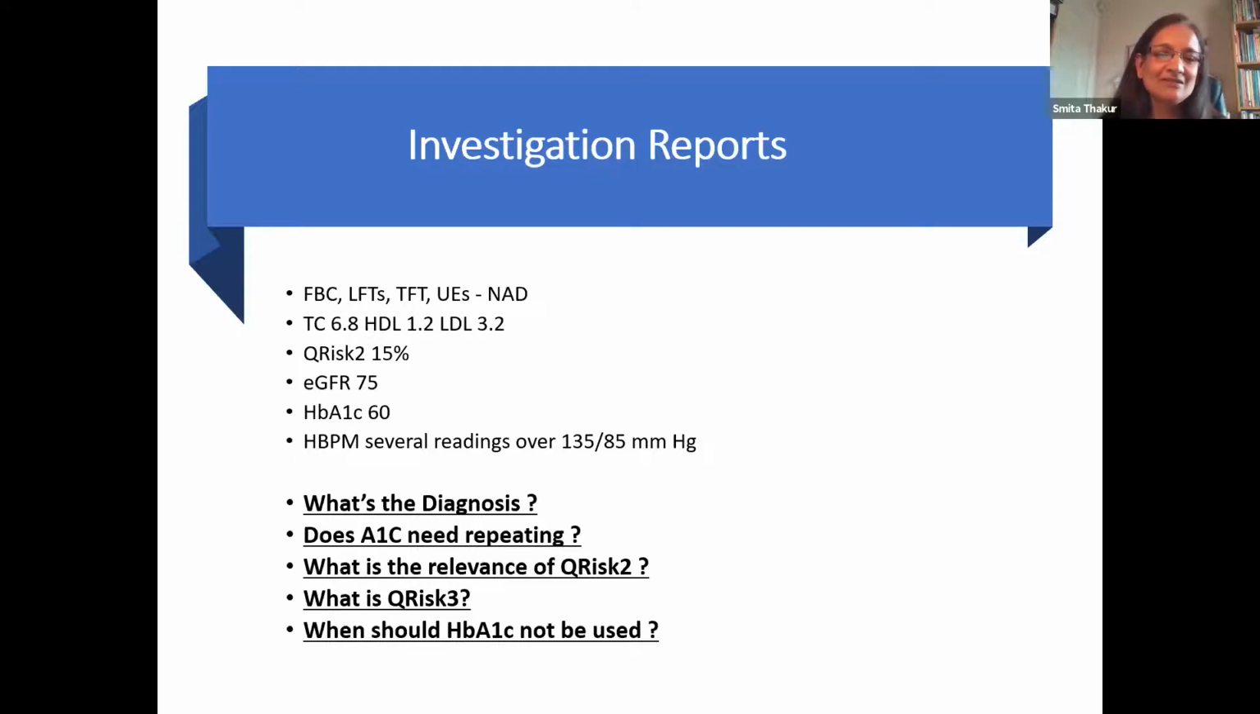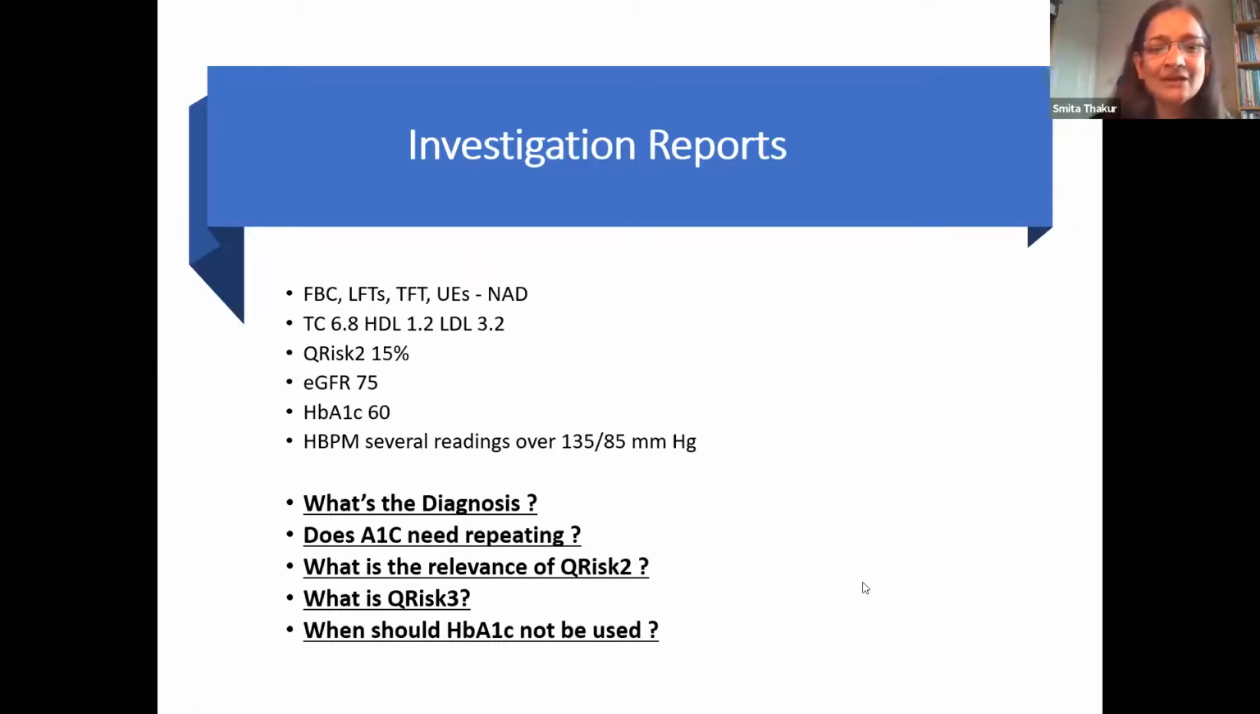Type 2, that's right. Do we need to repeat his A1C? We have a 53-year-old gentleman who's symptomatic and who has an A1C of 60. So in terms of diagnosis, you've got type 2 diabetes, hypertension with end organ damage. Anything else?